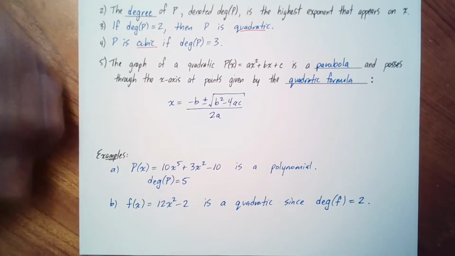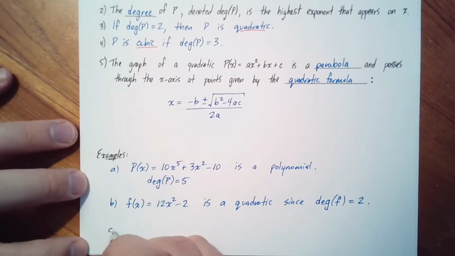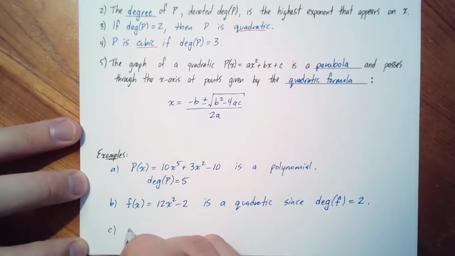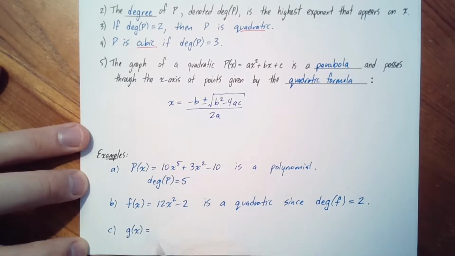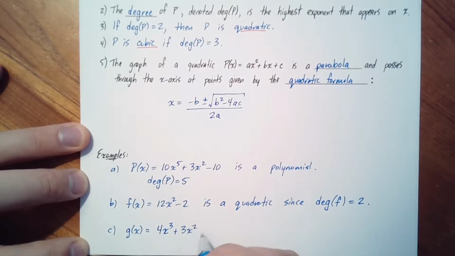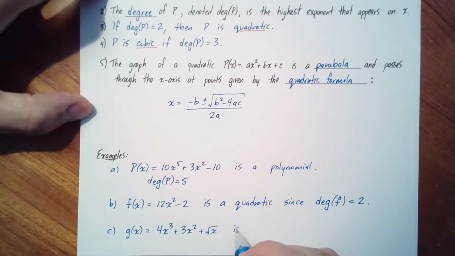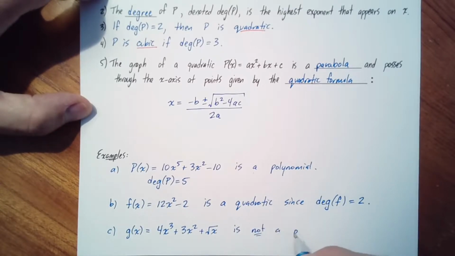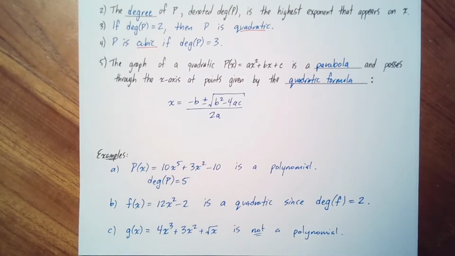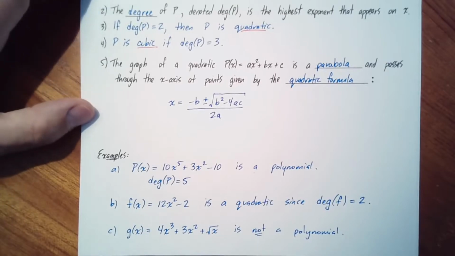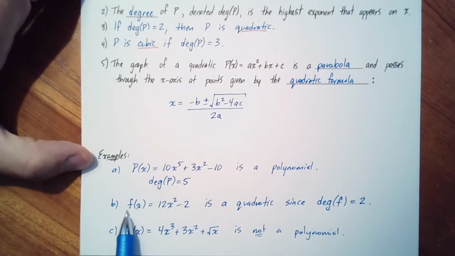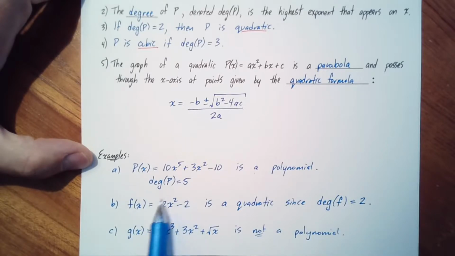And then one last example of something that's not a polynomial. Let's say I had g of x is equal to 4x cubed plus 3x squared plus the square root of x. That is not a polynomial. And why is that? Is it because I called it g and not p? No, of course not. That's not a problem, right? I can call the function whatever I like, and that doesn't change whether or not it's a polynomial. Like, for example, I called this function f, and because it fit the form of a polynomial, it's a polynomial. And in fact, we said more, it's a quadratic.